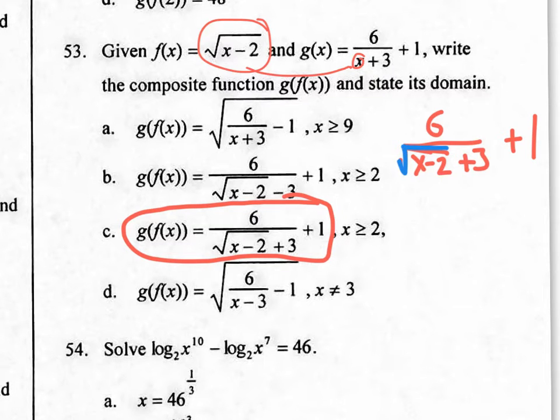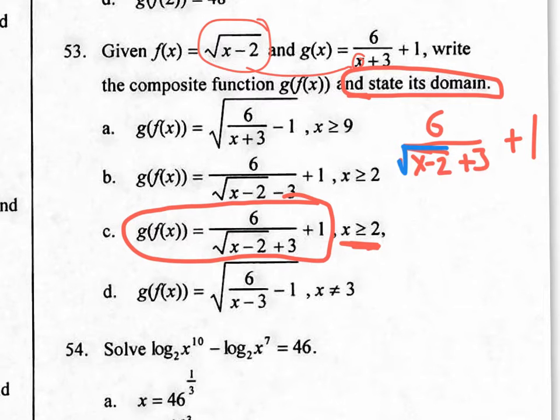Now, you might be thinking, what's this other piece over here? x has to be greater than or equal to 2. Well, that's the part where it says, and state its domain. Okay? Now, what does that mean? It means state the values that the inputs can be.